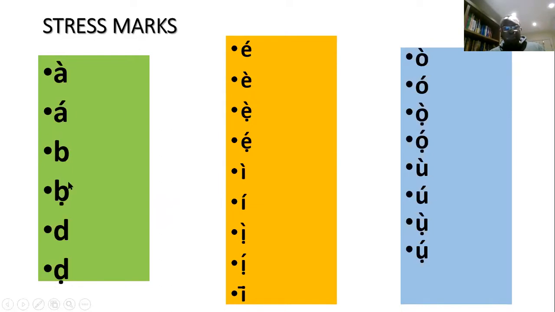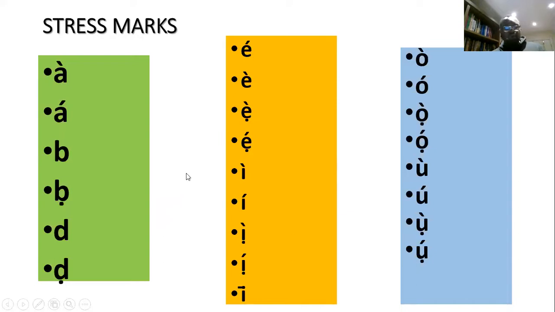We'll come back to these ones later. So A has no dot underneath it. E has a dot underneath or doesn't have a dot. And then I has a dot or doesn't have, O has a dot, and also the U.